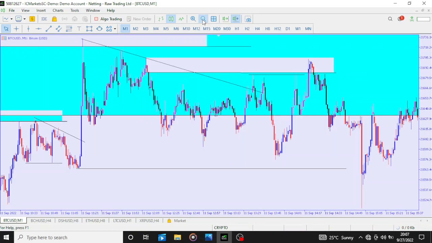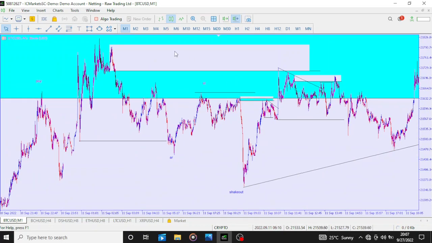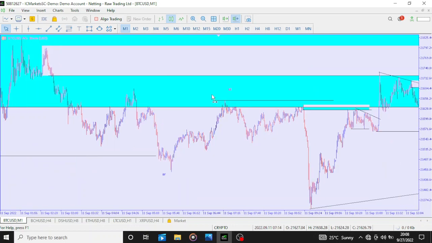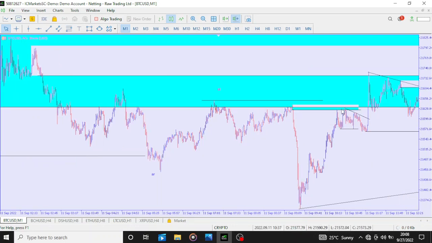You see, this is my 10-minute point of interest, and the price manipulated. A lot of people were selling at this point, and they saw this break of structure. A lot of people definitely were selling here, and they thought it was a break of structure. And this move to the upside, retail traders do not have the capital.